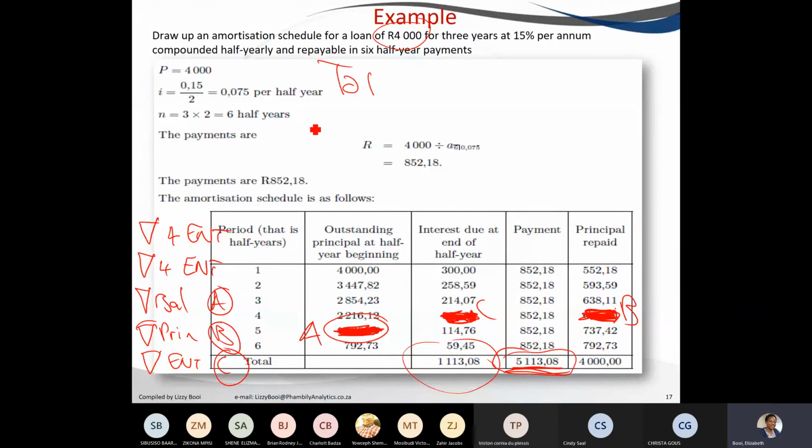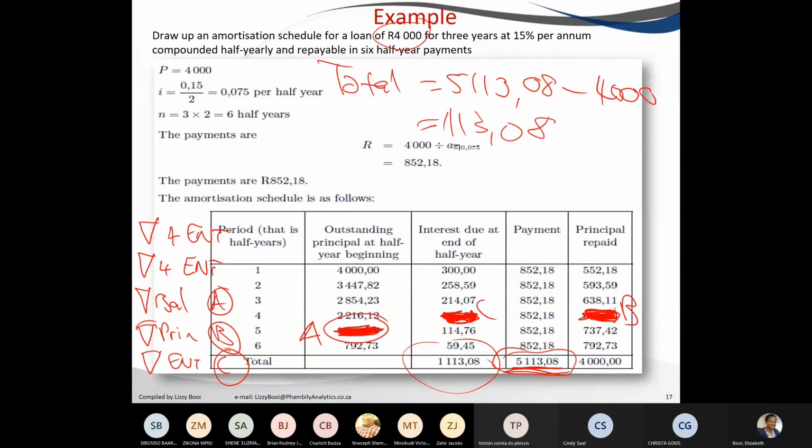So total interest will be your future value of 5,113.08 minus the 4,000, which is your present value. And that will give you the interest of 1,113.08, which is your total interest. And those are the kind of questions you will get in the exam as well.